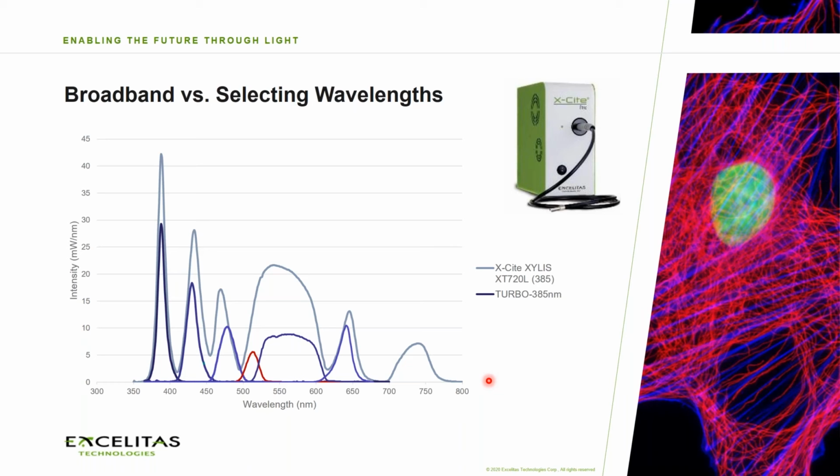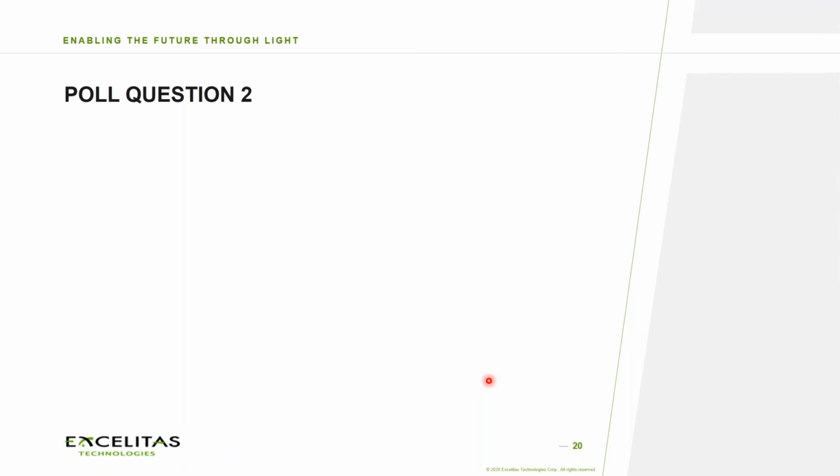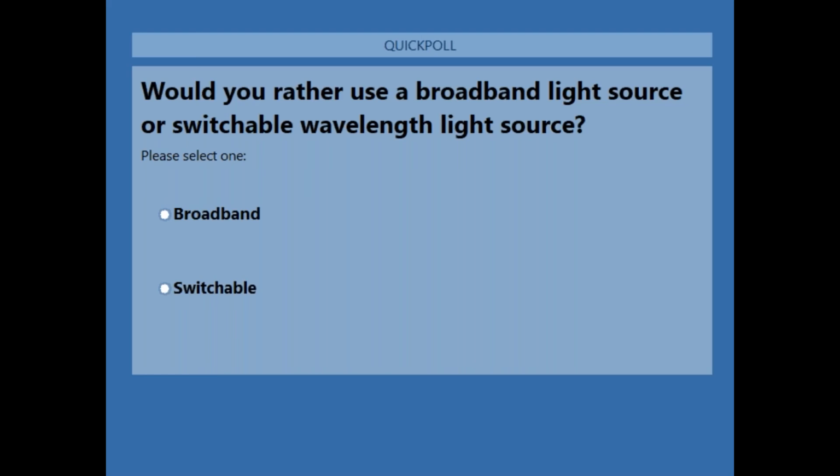I think this is the next poll now. All right, attendees, I'm going to launch the second poll. The question is, would you rather use a broadband light source or a switchable wavelength light source? The possible answers are broadband or switchable. All right, I'm going to close and share the results. 29% of you said broadband, 71% said switchable. Thank you, I'm going to close it. That's great, thank you.